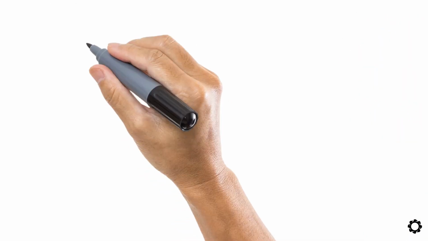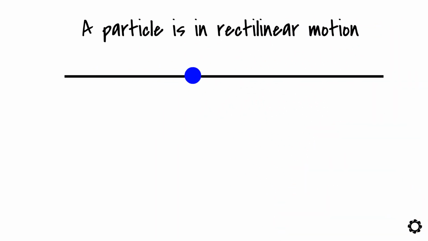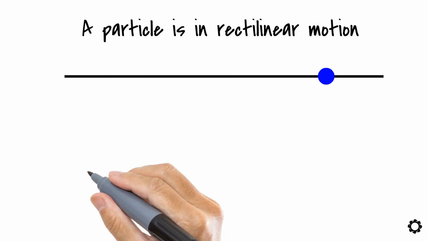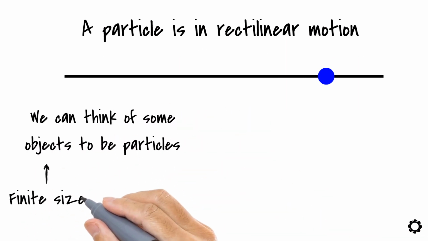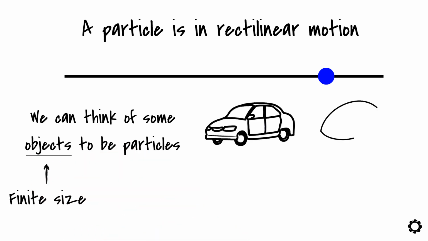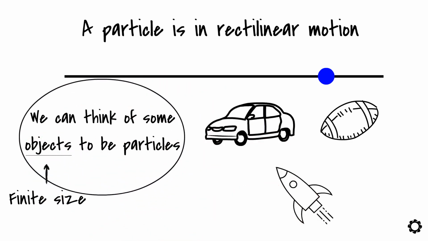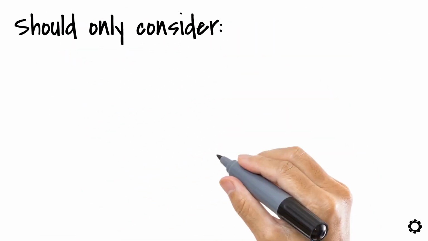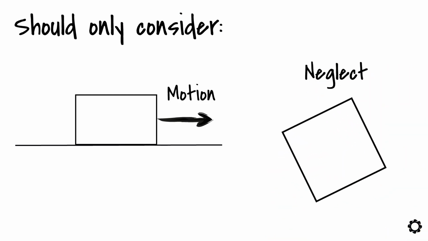We can say that a particle is in rectilinear motion when the motion of the particle occurs along a straight line. Note that we can think of some objects to be particles even if they have a finite size. These objects can be, for instance, vehicles, projectiles, and rockets. But while doing this simplification, we must keep in mind that we should only consider the motion of the body's mass center and neglect any rotation of the body.